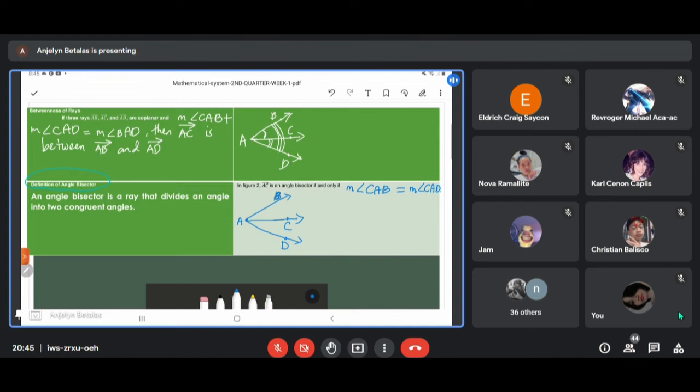So, for example, class, here is a problem. Suppose ray AC bisects angle BAD, and the measure of angle CAB is equal to 3x plus 2 degrees and the measure of angle CAD is equal to 4x minus 9 degrees. Okay, my question is: solve for x.